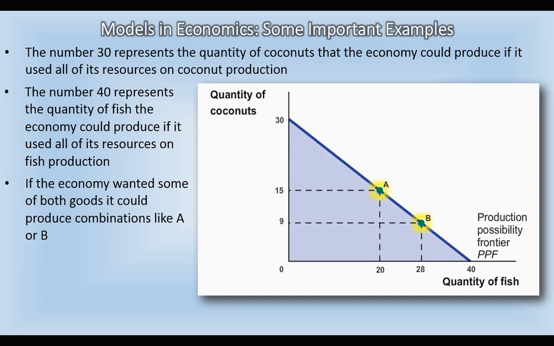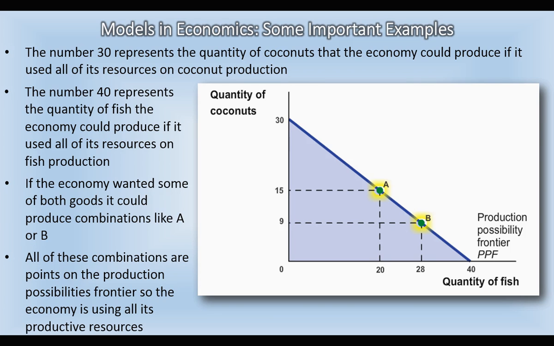And of course, if the economy wanted to produce both of these goods, some coconuts and some fish, then you could produce in combinations like you see here at point A and point B on the production possibility frontier, where point A represents a combination of making 15 coconuts and 20 fish, and point B represents a combination of making 9 coconuts and 28 fish. All of the combinations along the production possibility frontier mean the economy is using all its productive resources. If we are on this line, then everything that can be used to produce is being used, and that's the most you can produce of the two goods at any given point.